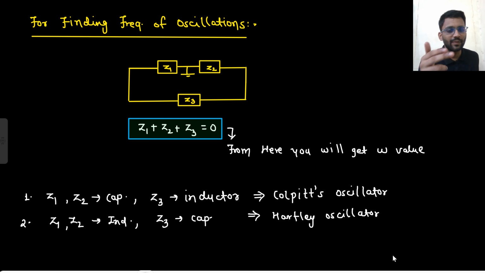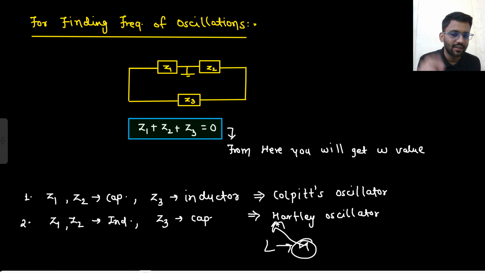How will you remember which one is Colpitts, which one is Hartley? Colpitts, C. So the majority will be capacitors, Z1, Z2 will be capacitors. What is the unit of inductance? Henry. H. If H is there, that means the majority will be inductors. That's it. This is the way to remember. Which one will be Hartley? Where there is more inductor. Inductor is Henry, Henry means H and Hartley. And if there are more capacitors, that means C, C, that means Colpitts oscillator. Okay. I hope you will be able to remember it.